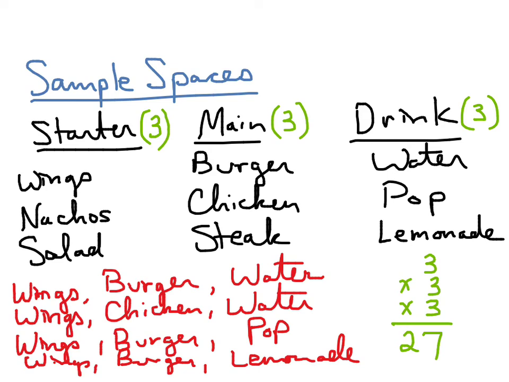So again, when it says sample space using set notation, it's in red, where you're writing out all the different possibilities. And when it says list or find the number of possible outcomes, that's the stuff over here in green, where you just multiply the numbers together to see how many choices you should have. Okay, so that's how to do that worksheet.